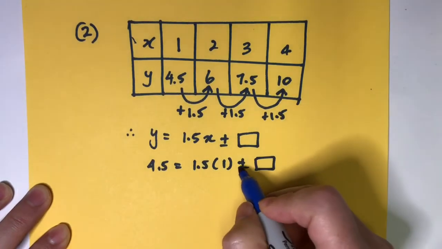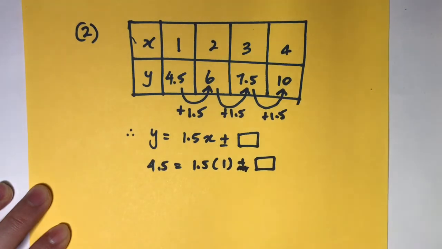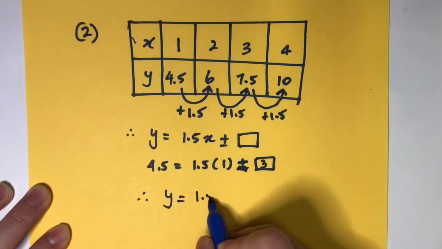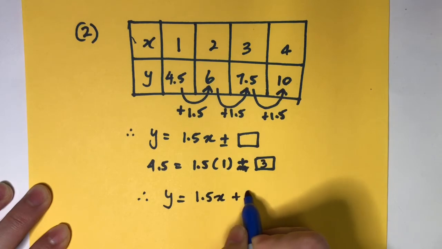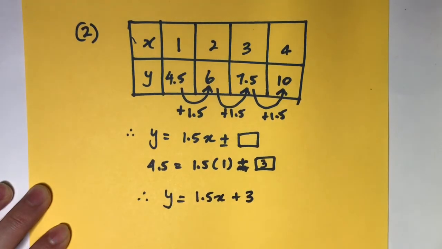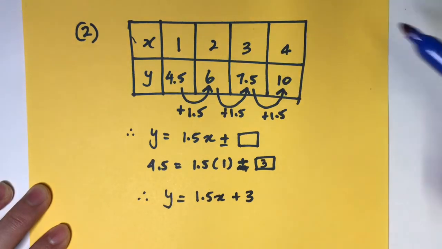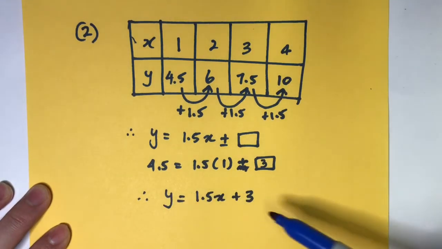So we're going to get rid of the minus there. So it has to be plus. So 1.5 plus what number will be 4.5? It'll be 3, wouldn't it? So my equation will be 1.5x plus 3. But again, we have to check, make sure the second value, third value, fourth value is all happy with this formula.